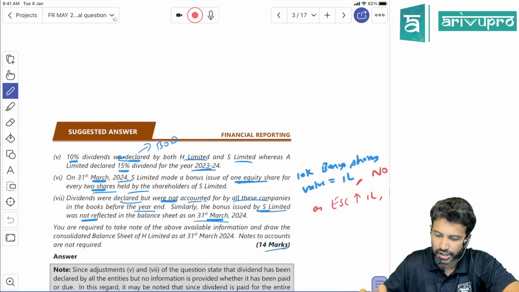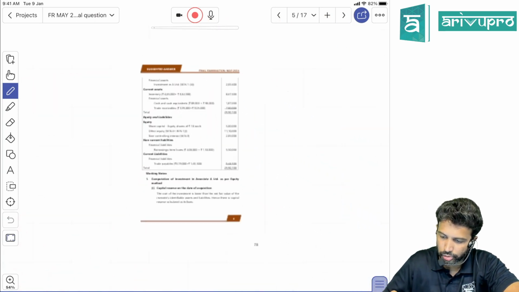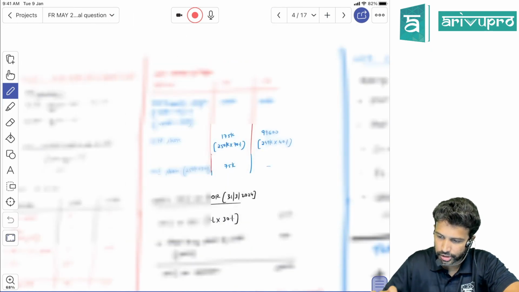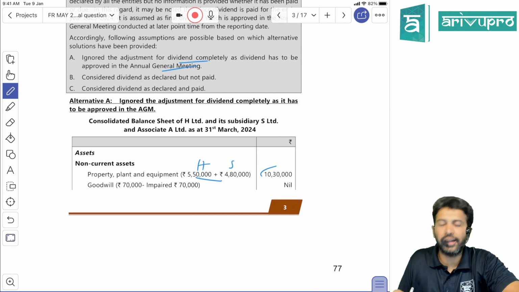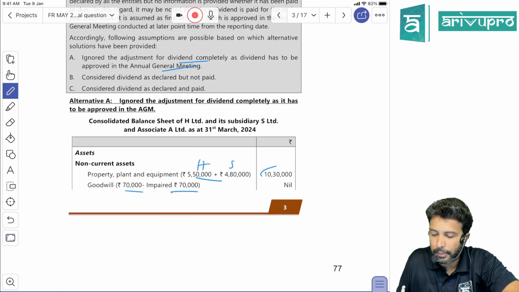Okay, that's what they've done over here. Check. Maybe I'll quickly bring that a little closer and show it to you here. Like this. Here PP 550 plus 480. This is relating to H. This is relating to S. Goodwill was 70,000. It's fully impaired, so its value is 0.